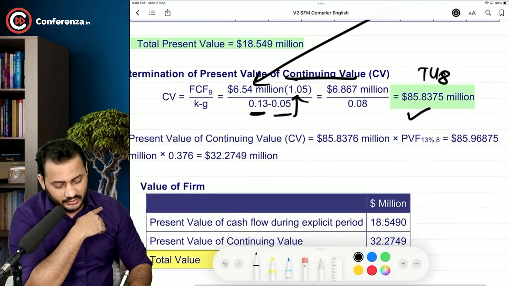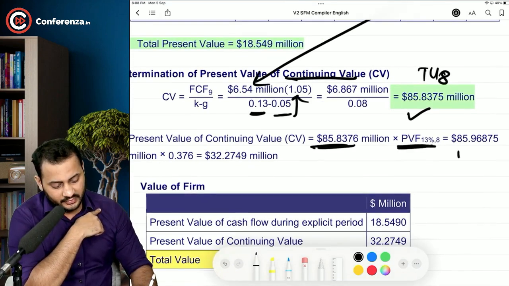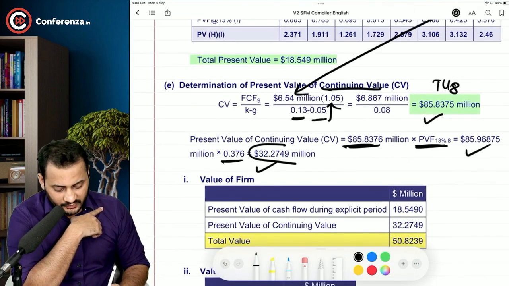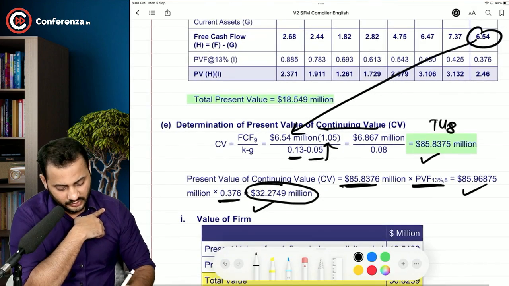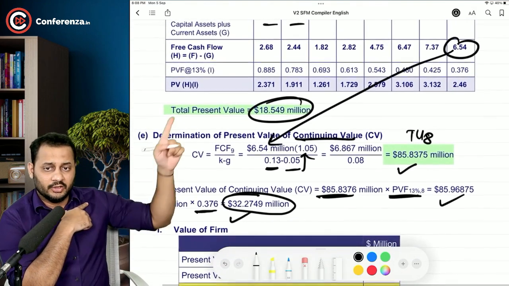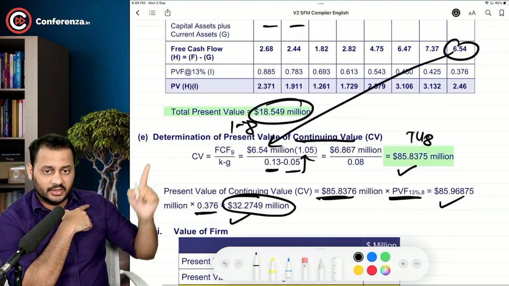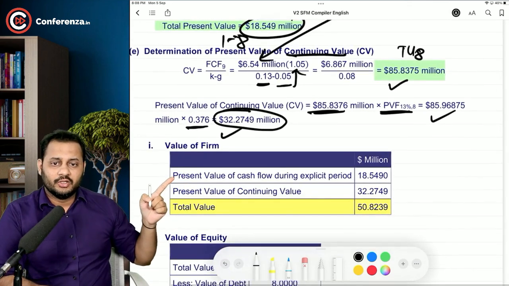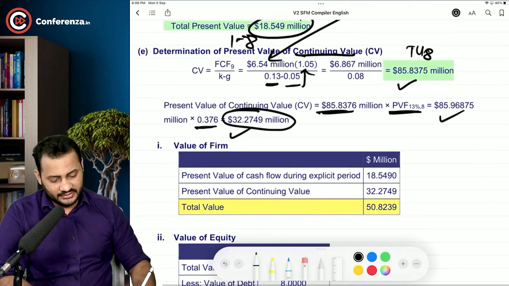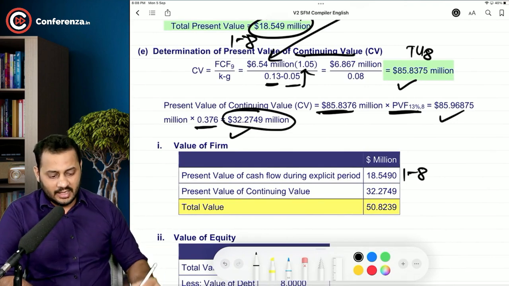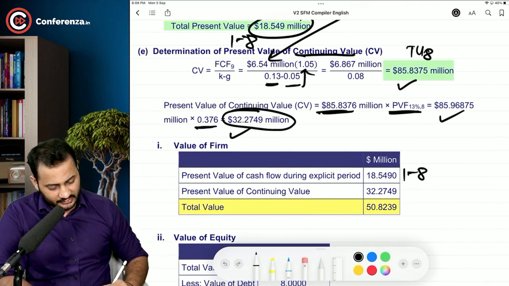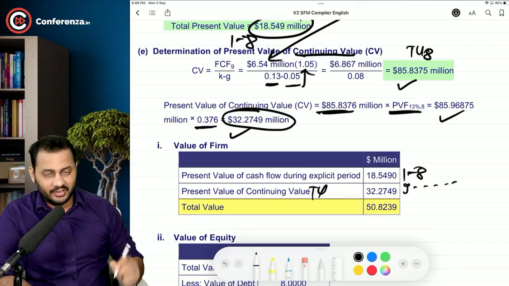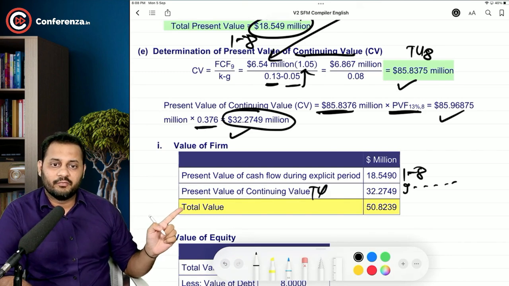So if we go with this part, this is the discounting rate and it will come to 0.37632. So this is one value, this is another value, the total of this is 18.549. So the first 8 years is covered under this, and then after that the perpetuity value is under 32. So present value of cash flow during the explicit period, that means 1 to 8 years, and after 8 years, or we can say 9 onwards, is this continuing value or terminal value. This is the total value of the firm, 50.8239.